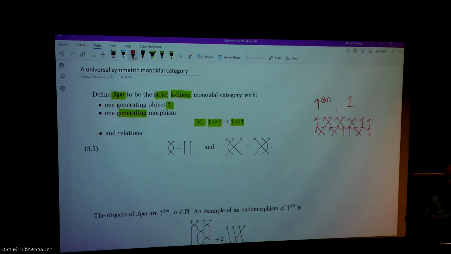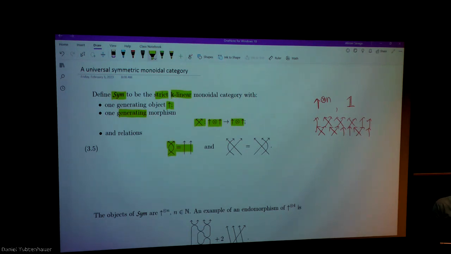Arbitrary linear combinations, but string diagrams that are built out of crosses and straight strands. And then we just propose two relations. And the relations that we choose are the ones that we need in order for this category to be a symmetric monoidal category. Okay, so this crossing should square the identity, because that was one of the axioms of a symmetric monoidal category.